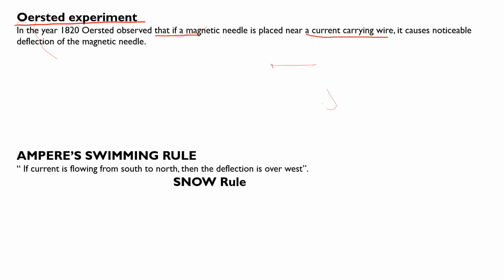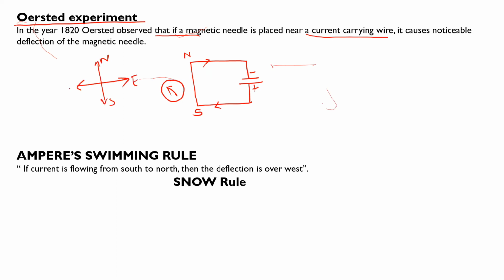This could be explained in a way. Suppose we have a wire connected with a cell. This is the negative terminal, this is the positive terminal, and we know current flows from the positive to the negative terminal. Here a magnetic needle is placed. Suppose this is the north and this is the south direction. Whenever current is flowing from south to north, the deflection is to the left side. On the other side, we can say this deflection is in the west direction. This is north, this is south, this is east, and this is west.